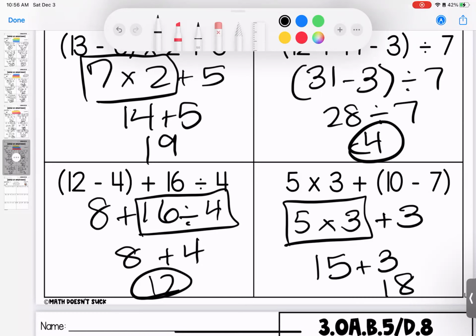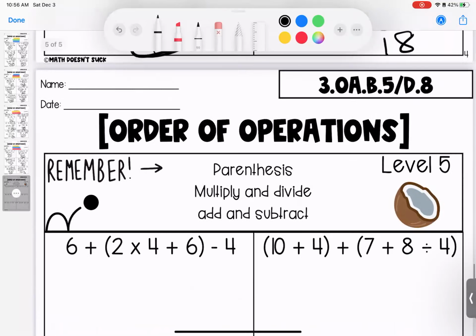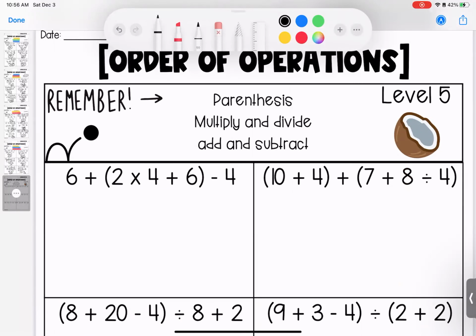And with that, we're entering the coconut zone. My friends, we have a level 5 coconut. This includes parentheses, multiply and divide, add and subtract with extra parts to the problem. If you did not feel ready for this, that is okay. That is why we have the coconut warning on this. These are coconut questions. If you're ready, hang tight, because here we go.